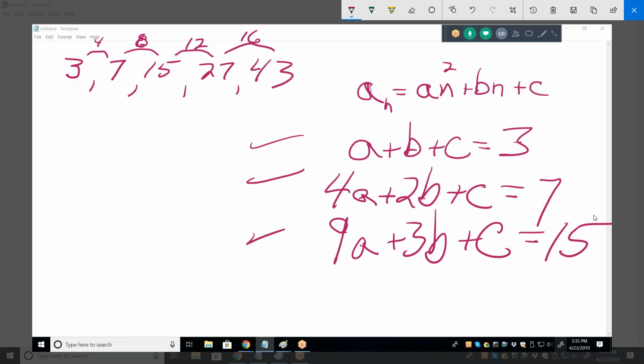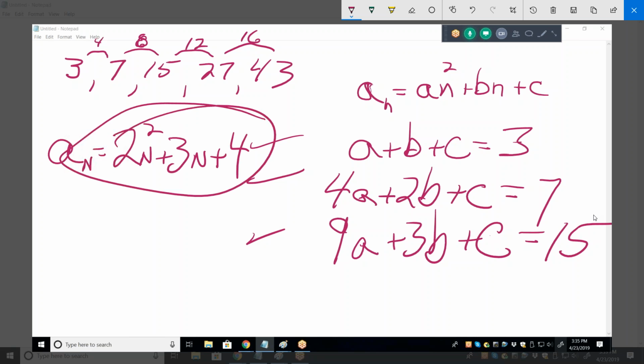Which means we'll have a sub n equals like 2n squared plus 3n plus 4, something like that. And that will be our nth term. That's right. Something like that. That's the way to do it.